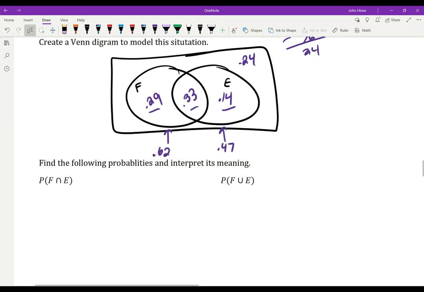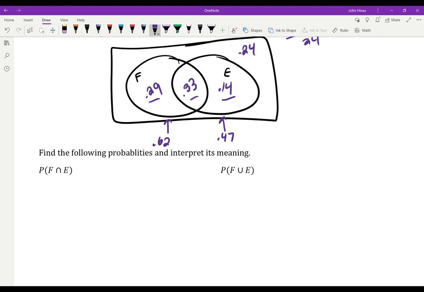Find and interpret the following probabilities. So what is this? F and E. The intersection of F and E. Fiction and ebook. Well, that's easy. 33%. Done. That's fiction and ebook. The probability of me randomly selecting a book that's fiction and ebook format.